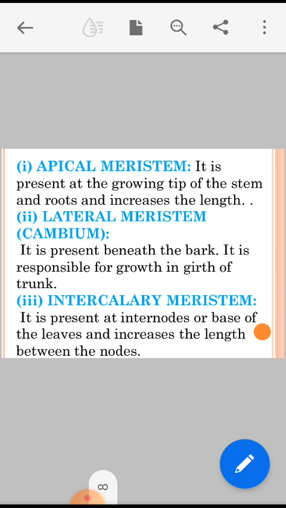The third type of tissue is the intercalary meristem. It is present at internodes or base of the leaves. What is present at the base of the leaves is called intercalary meristem. Inter means between. And what does it do? It increases the length between the nodes.